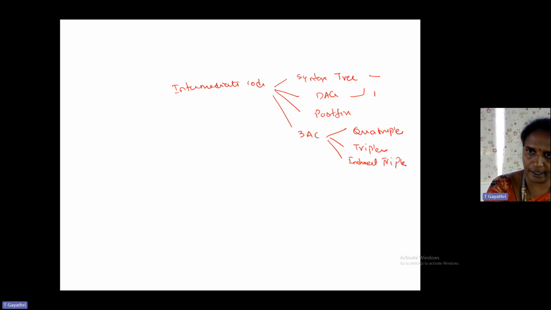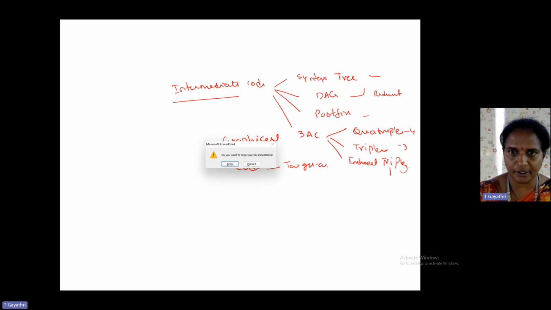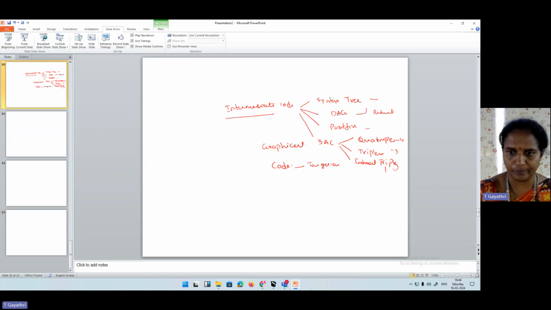The difference is redundant expression removal. We can remove the redundant expression. Postfix. 4 fields, 3 fields. Here, pointer to triple. Okay, so finally, the intermediate code will be represented in these 4 types of representation. It can take the input as the graphical representation and generate the output as the code. That code is helpful for generating the target. So that is the representation of the intermediate code, right?